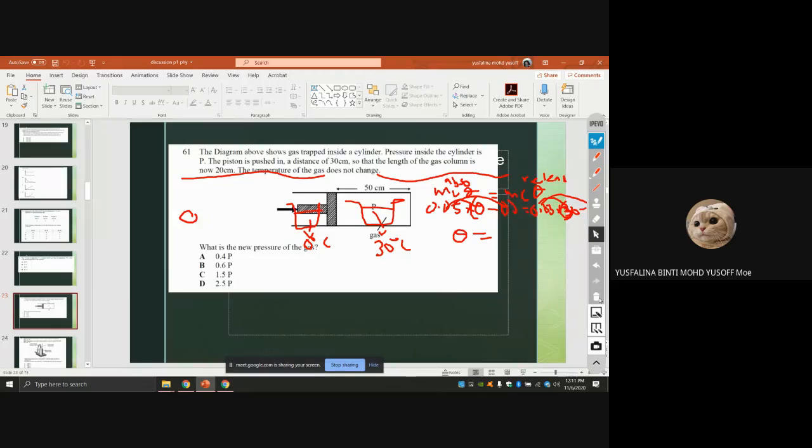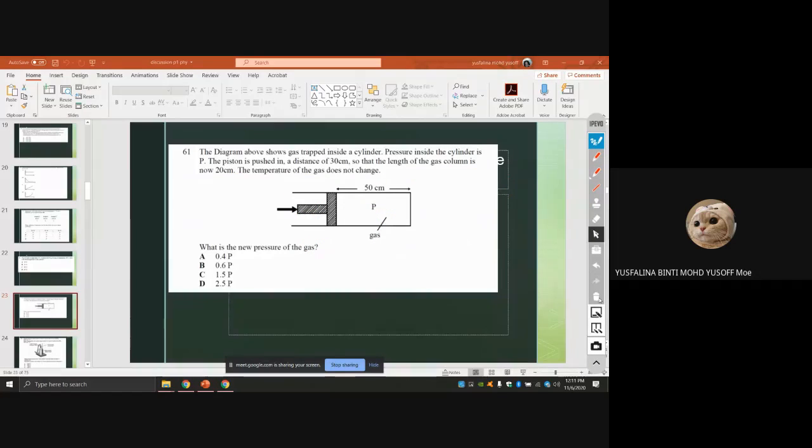For this one, the diagram above shows a gas trapped inside a cylinder. So the pressure inside the cylinder is P. The piston is pushed in a distance of 30 cm so that the length of the gas column is now 20 cm. So the pressure of the gas does not change. So this one is pressure and volume. So use Boyle's law, P1 V1 equals P2 V2.